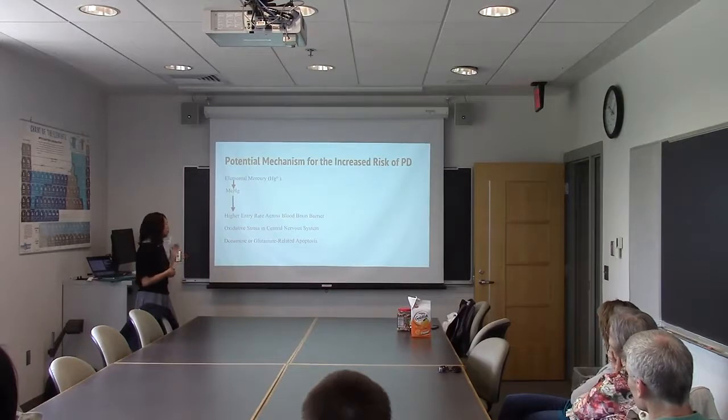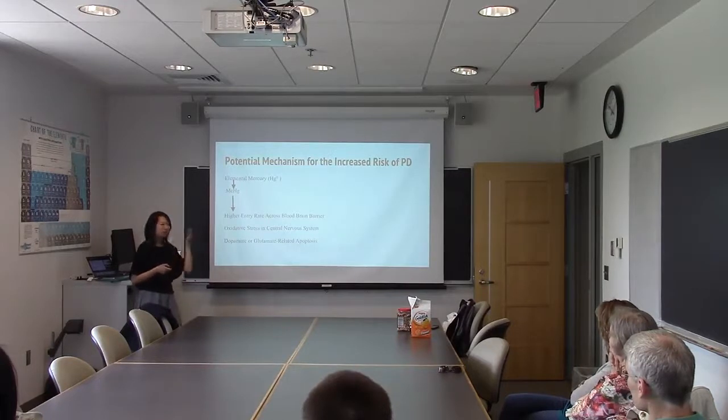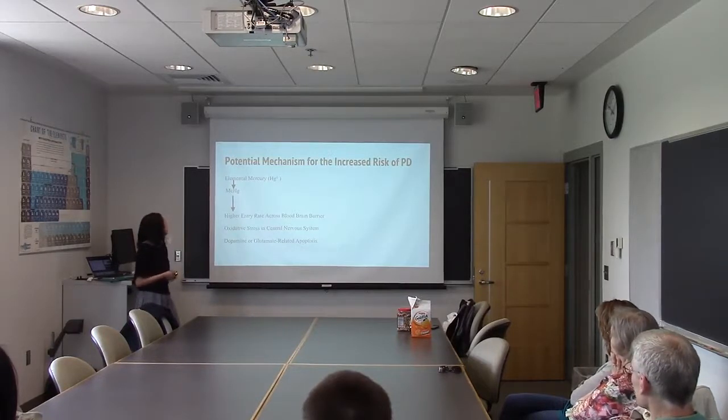Actually, we don't want oxidative stress anywhere in our body. Basically, it's just free radicals that cause damage to DNA or tissues. But what finally causes neurological disease is dopamine or glutamate-related apoptosis. So dopamine is a neurotransmitter, and glutamate is also an excitatory amino acid neurotransmitter. So when there's something wrong with neurotransmitters, it must be really bad for the nervous system.